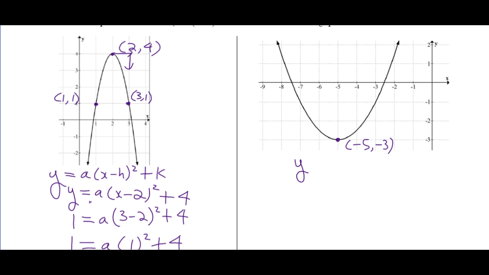Okay, let's write down the formula, right? Remember, we're aiming for vertex form. Vertex form is y equals a(x minus h) quantity squared plus k. Right? So let's write it down, so that if somebody else is looking at your solution, they can look at it and say, oh, okay, you wrote down the vertex form. And then you're going to substitute in your values for h and k.